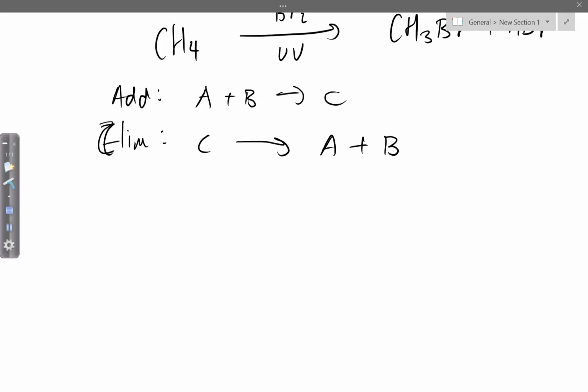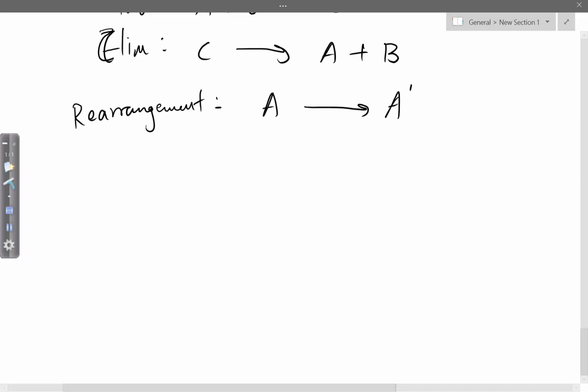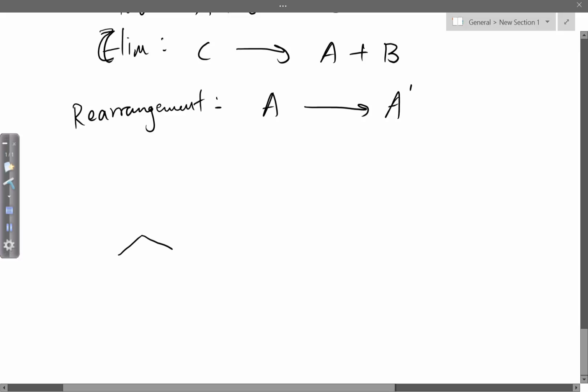The next is a rearrangement reaction. It involves the migration of atoms or groups from one site to another within the same molecule, right? This is not as common. So for rearrangement, if you want an analogy, it will be just A to become A prime, because it's just a simple rearrangement. Not necessarily the whole molecule rearranged, it might be just some parts of the molecule. So for example, I can have these species, X, and after the rearrangement, the X goes to here, right? This is a rearrangement reaction.